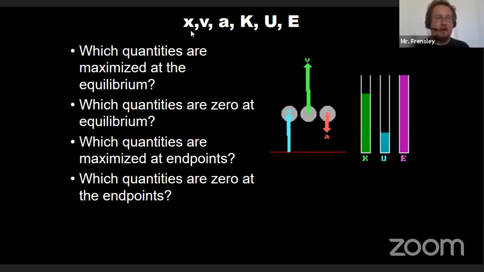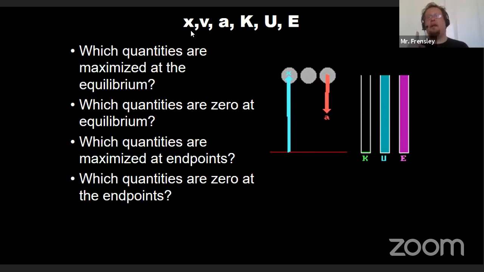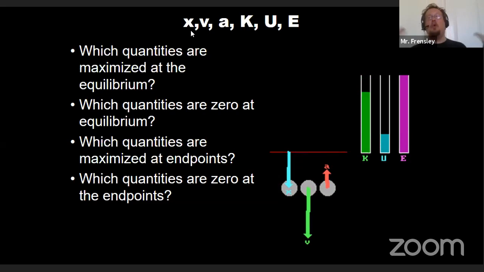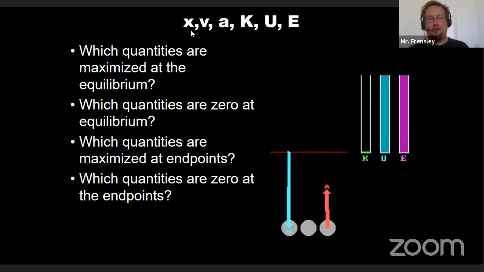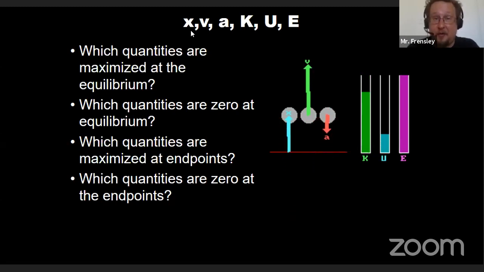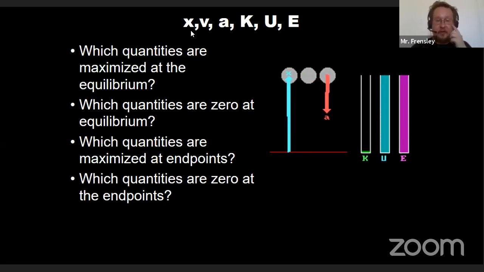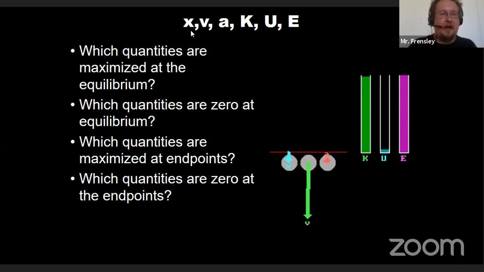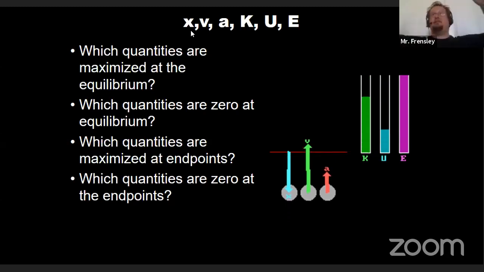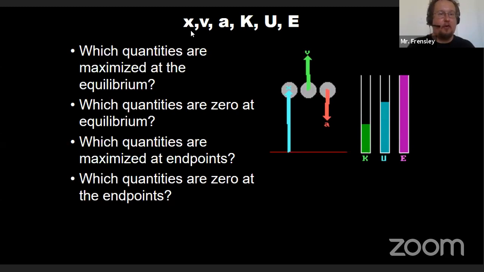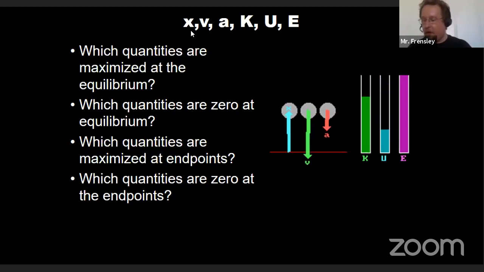So of the quantities, position, velocity, acceleration, force, momentum, kinetic, potential, total energy, whatever you can think of, which ones are the biggest magnitude number at equilibrium? Which ones are 0 at equilibrium? Which ones are the biggest magnitude number at the endpoints? Which ones are 0 at the endpoints? All right, so I'm going to give you a couple of minutes. I want you to maybe make a T-chart or something on your paper, you know, max, min, equilibrium, endpoint, and see what you come up with. Think of all the quantities you could fill in that little T-chart. All right, on your mark and set, go.